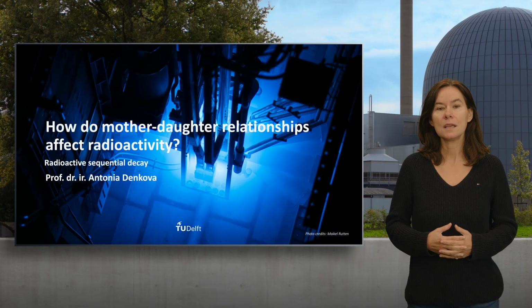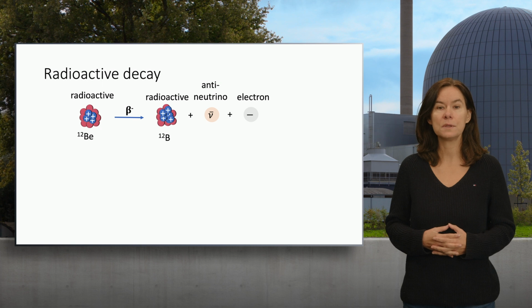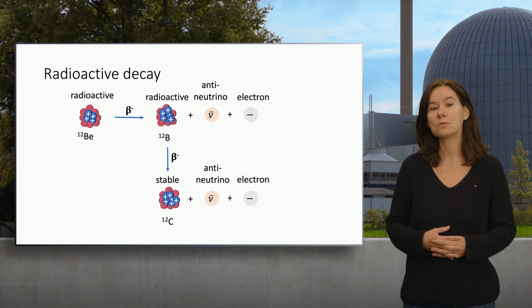Welcome to this lesson in which we will learn about sequential decay. In the last module, we discussed all about decay and decay types. Let us now have a look at the decay of beryllium-12 to boron-12 by beta- decay. Now you may assume that boron-12 is stable, but in fact, boron-12 decays to carbon-12 by beta- decay.